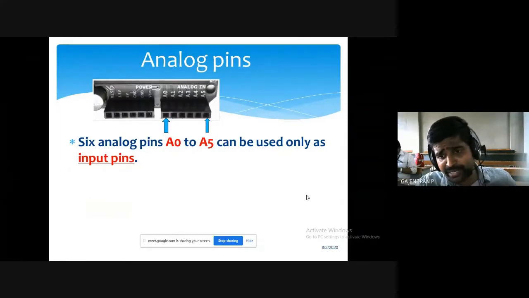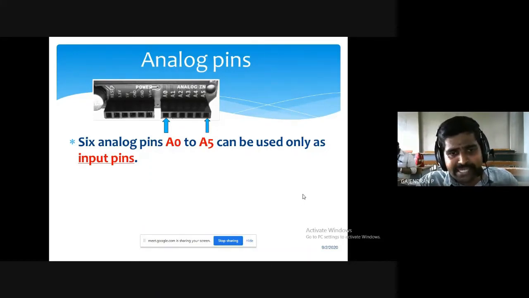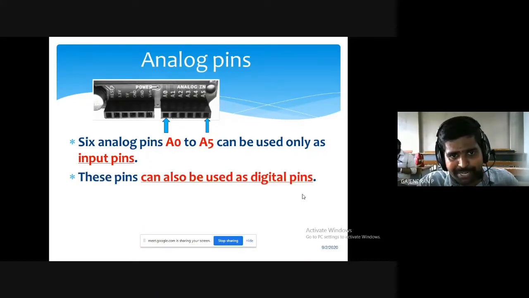You don't get confused, I think so. What is the function of these pins? It will receive analog input signal. That's all. At this point, you take only this input. Okay. Then, an additional point. Please make note of it.